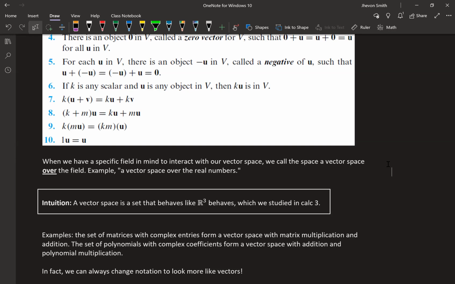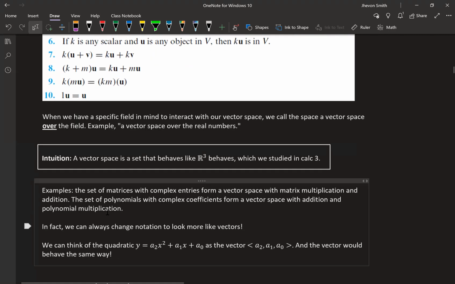And it doesn't have to be vectors in the traditional sense. It can just be anything that behaves like that set of vectors that we had in Calc 3, right? For example, the set of matrices with complex entries form a vector space, right? So they don't have to look like vectors. Polynomials form a vector space, right?